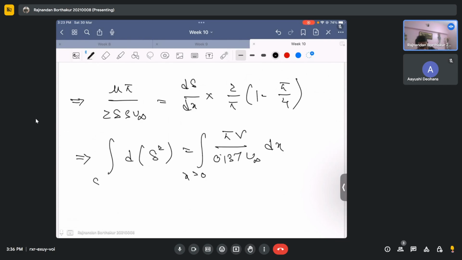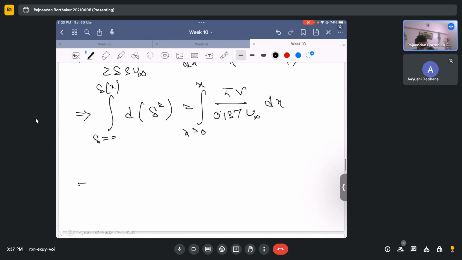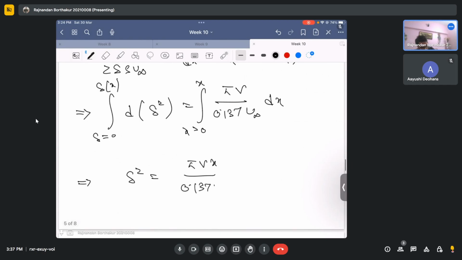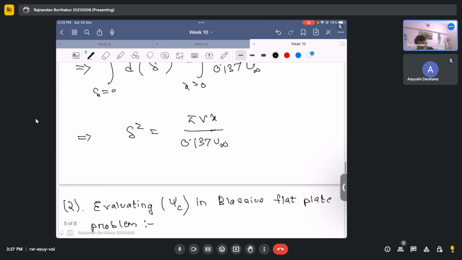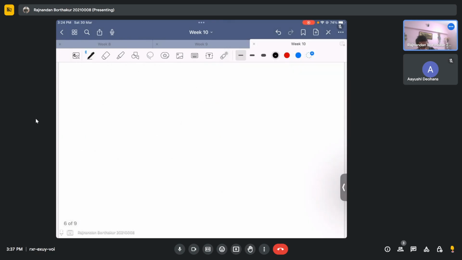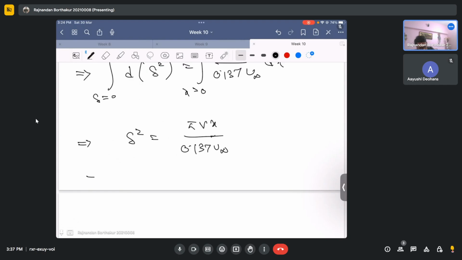to 0, I have delta equal to 0, and at x equal to some x, I have delta varying as delta x, which means you can eventually show that delta square is pi nu x by 0.137 of u infinity. Okay. And so this is how your delta square varies along x.